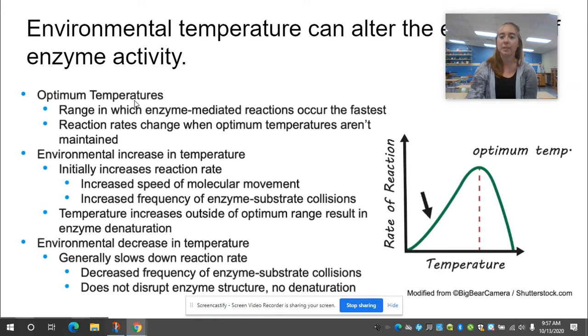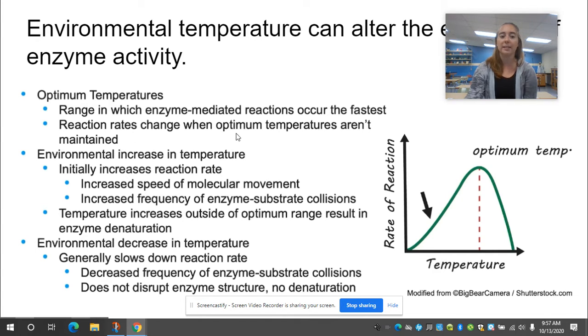Our body is a particular temperature for a reason. You are not 98.6 degrees just because your body wants to be. It is because it's optimal for humans to be that temperature for your enzymes to be able to speed up those biochemical reactions that we want to happen. So the range in which the enzyme mediated reactions occur the fastest is going to be optimal. And these reaction rates change when the optimal temperatures aren't maintained.